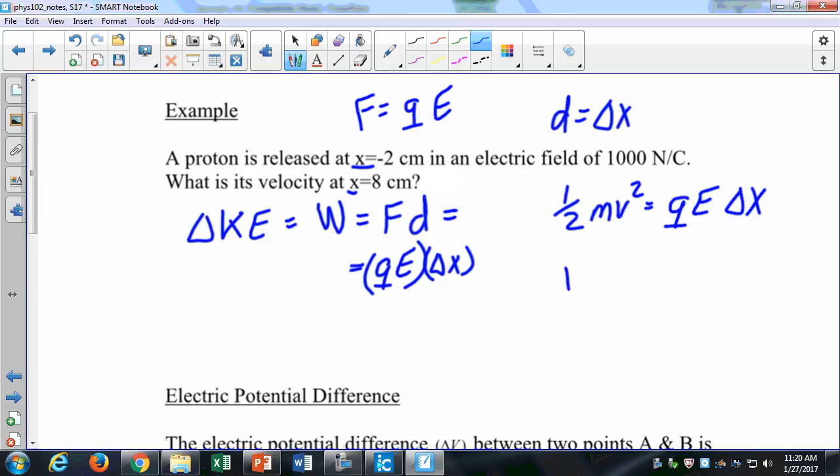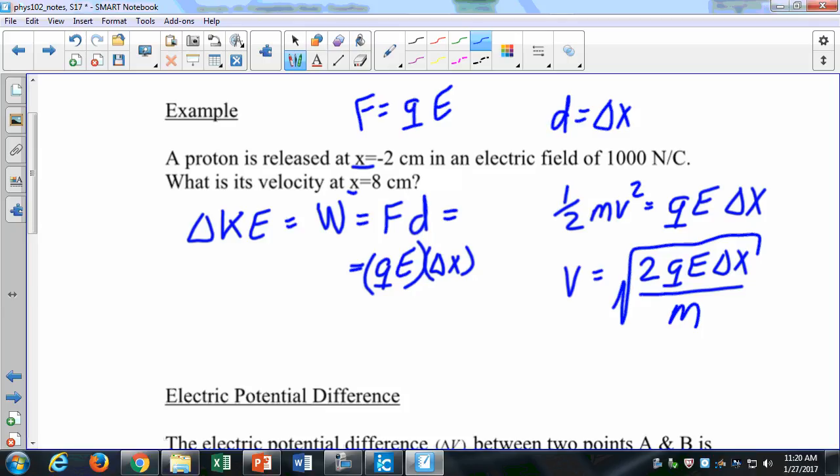And I'm looking for V, so I solve that for V. It's 2Q E delta X over M, the square root of that. Don't try memorizing the formulae, but just remember that our work is force times distance. You will need to know that. You need to think about how this work works. Remember, it's these basic ideas from last semester. Our work is equal to our kinetic energy. That's just the work energy theorem, really. And then I can solve for the specific velocity of the charge as it moves through this electric field.